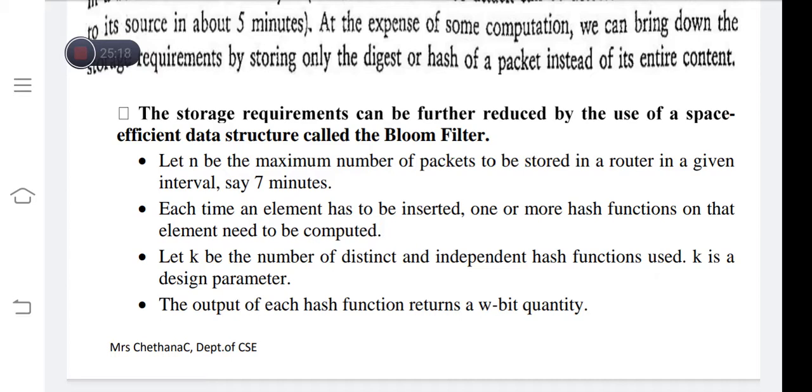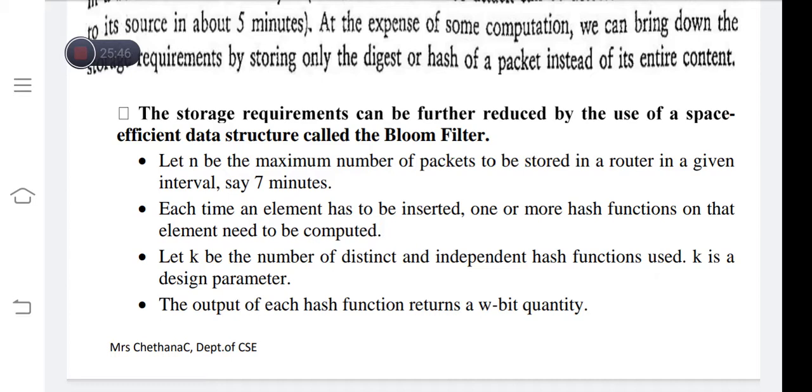So let k be the number of distinct and independent hash functions used. That is, we can have more than one hash function which can be used on a packet. So k is a designer parameter. Again, it depends on the designer issues. How many hash functions to be used? It depends on the designer constraint.